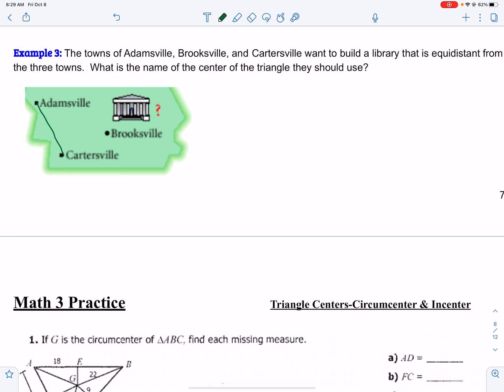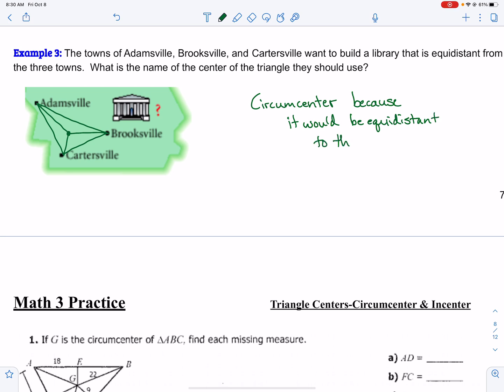So if you're trying to build a library in the middle of these 3 towns, the best option is the circumcenter, because it's equidistant from the vertices of the triangle. So that would be the best center of a triangle to use. So let's write circumcenter, because it would be equidistant from the vertices. Or let's say the 3 towns, because the towns are our vertices in this case. All right, so those are the notes for circumcenter.